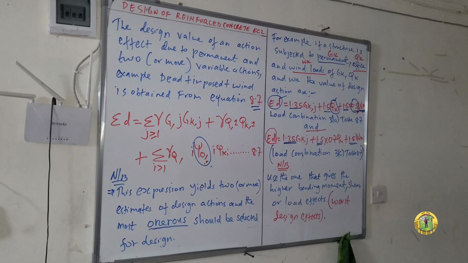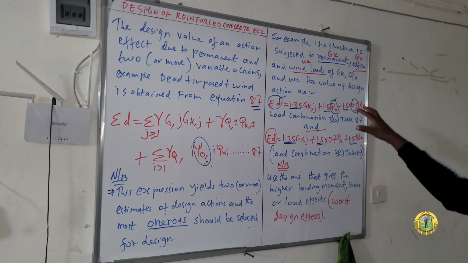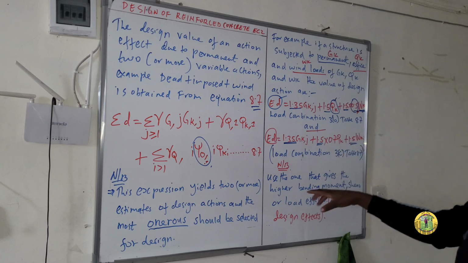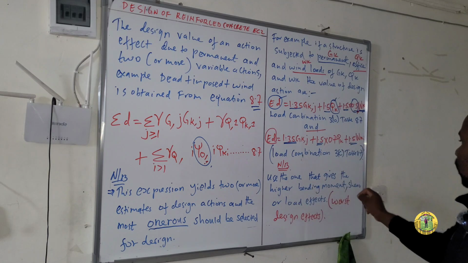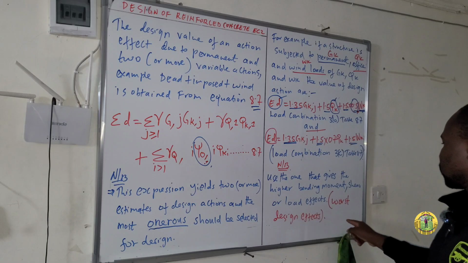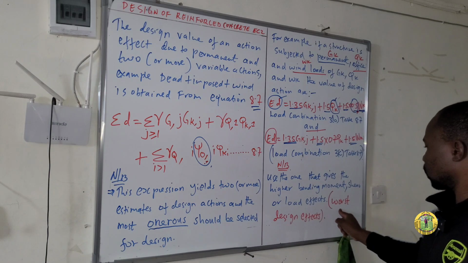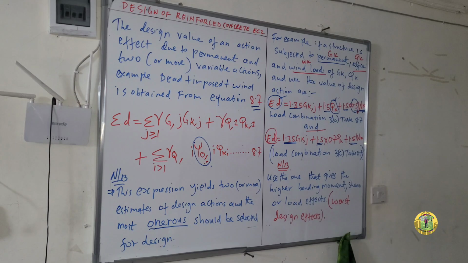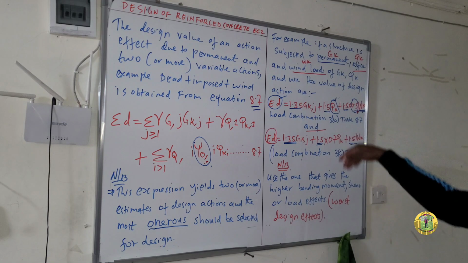So why are we using these two expressions? We are using these two expressions because you are supposed to obtain, or use, the one that gives the higher bending moment, shear or load effect. This is the one which will give the worst design effect. So the one that gives the worst design effect is the one that will be used for design purposes. So you have to check between the two.